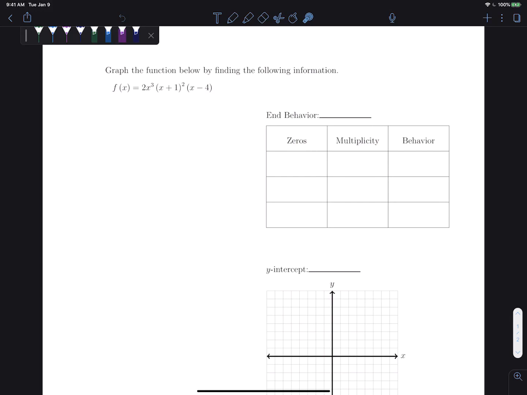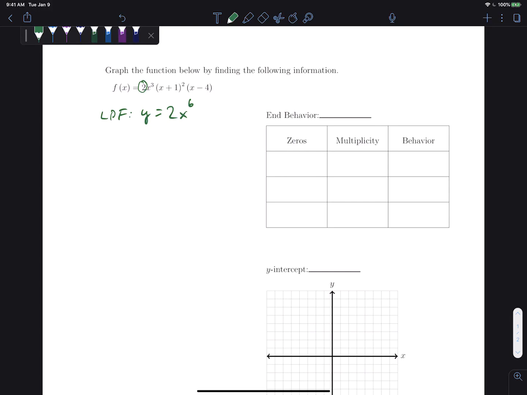So what we're going to do is notice that we have x cubed here, x squared here, and just x. So 3 plus 2 plus 1 is 6. And notice that there's a coefficient of 2. So the leading power function here is going to be y equals 2x to the 6th power.